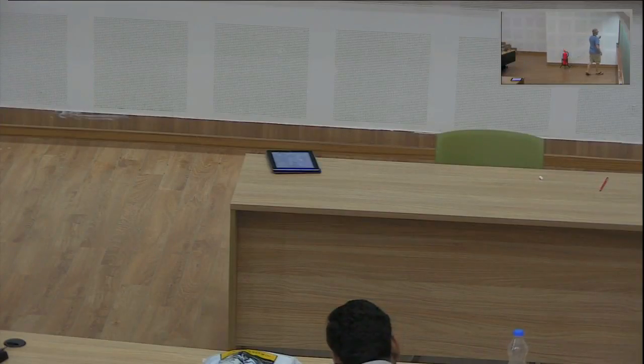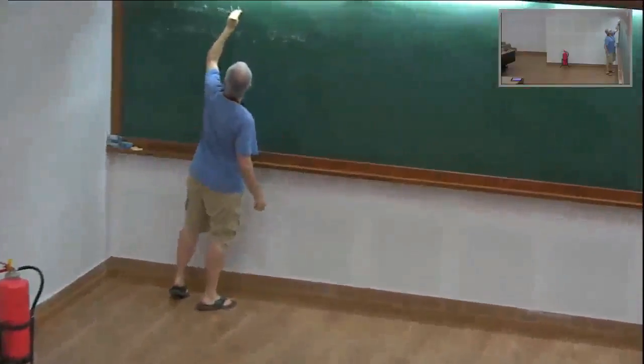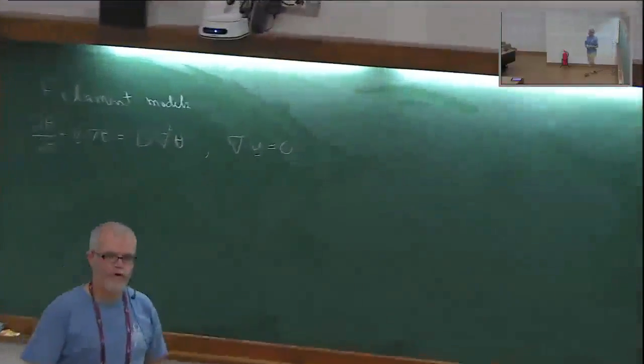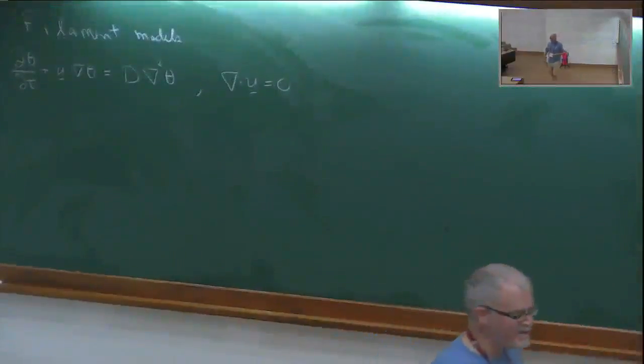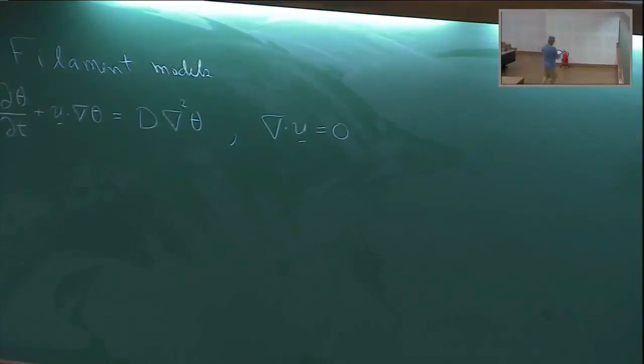So what I want to talk about today is something called filament models. It's the kind of simplest model you can make of what a chaotic flow effectively does, even though this is not at all chaotic, or at least not in the sense that we usually understand chaos.